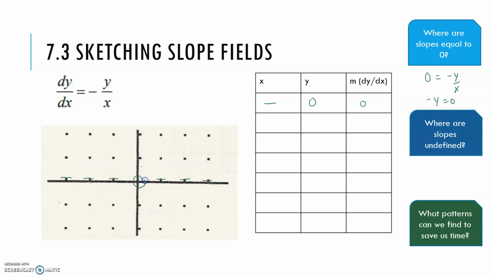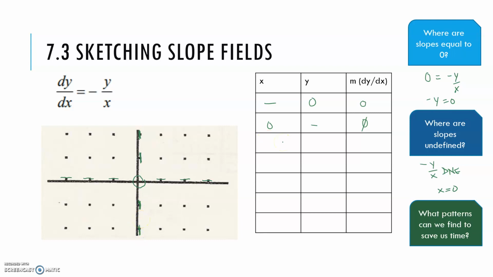But I actually should have talked about the origin. At the origin, I have 0 divided by 0, which doesn't make any sense, so I'm not going to fill in a line segment for that point. Where are the slopes undefined? Well, the slopes would be undefined because it's negative y over x. That does not exist if x is equal to 0. So in my table, if x is equal to 0, my slope is going to be undefined. So those are going to be little vertical line segments when x is equal to 0.